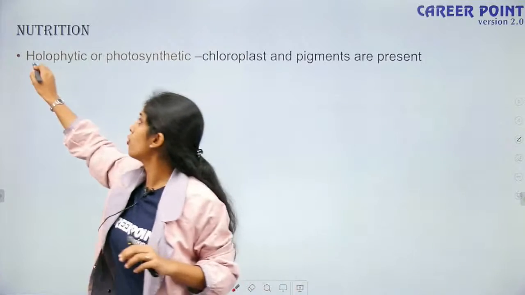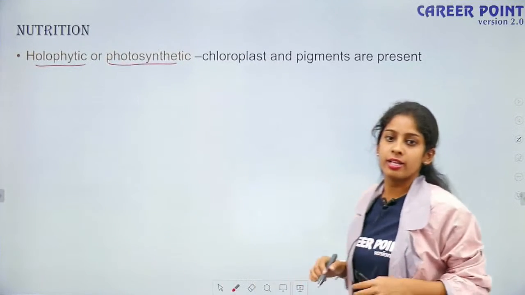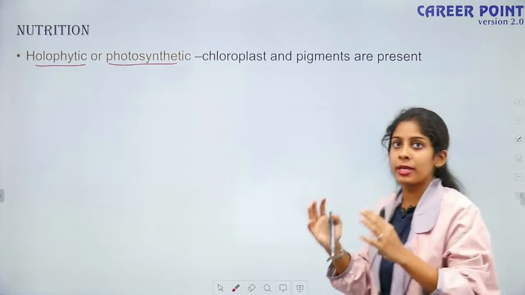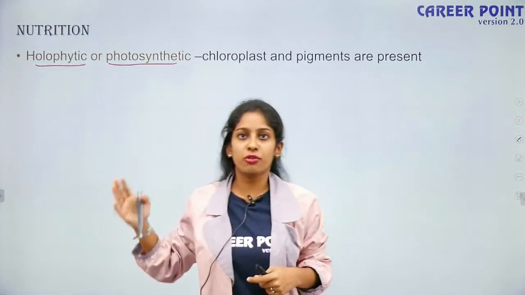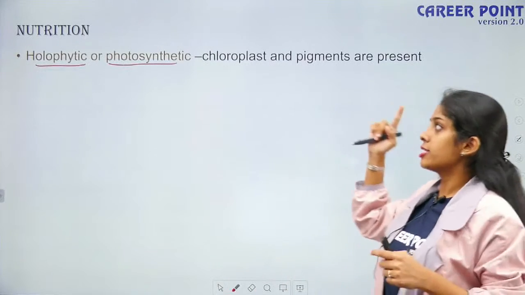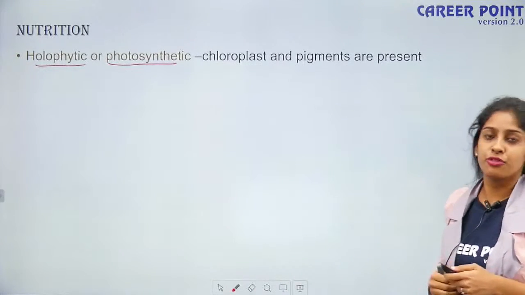The first one is holophytic or photosynthetic. From the term it is understood. They have chloroplast and other pigments essential to carry out photosynthesis, and hence their mode of nutrition is autotrophic. So that is point number one, the first type of nutrition.